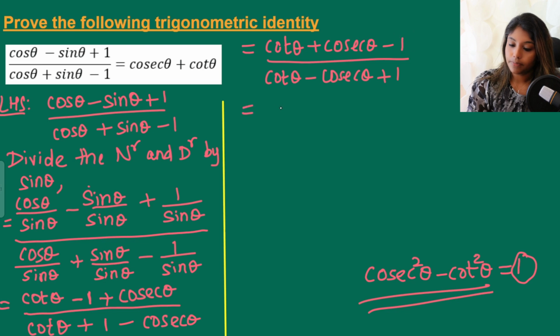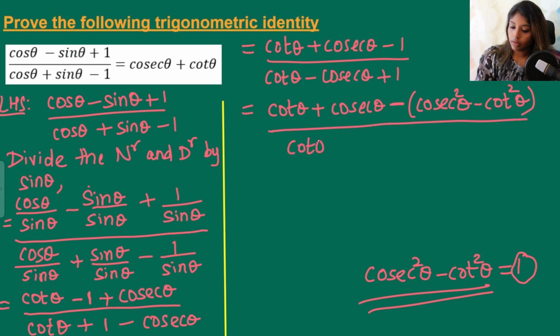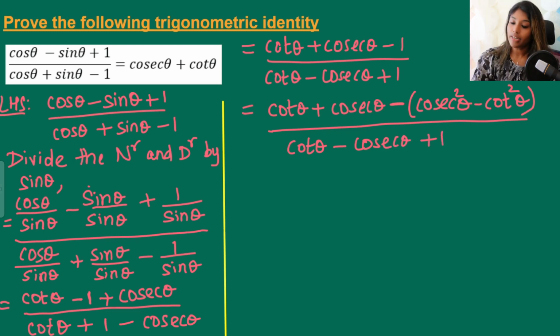So what happens is cot theta plus cosecant theta minus, whenever there is a minus and you're going to introduce a binomial, brackets are very important. So open the brackets and you have cosecant squared theta minus cot squared theta divided by cot theta minus cosecant theta plus 1. So when we try to solve this, you can see that this cosecant squared theta minus cot squared theta looks like an identity, an algebraic identity.